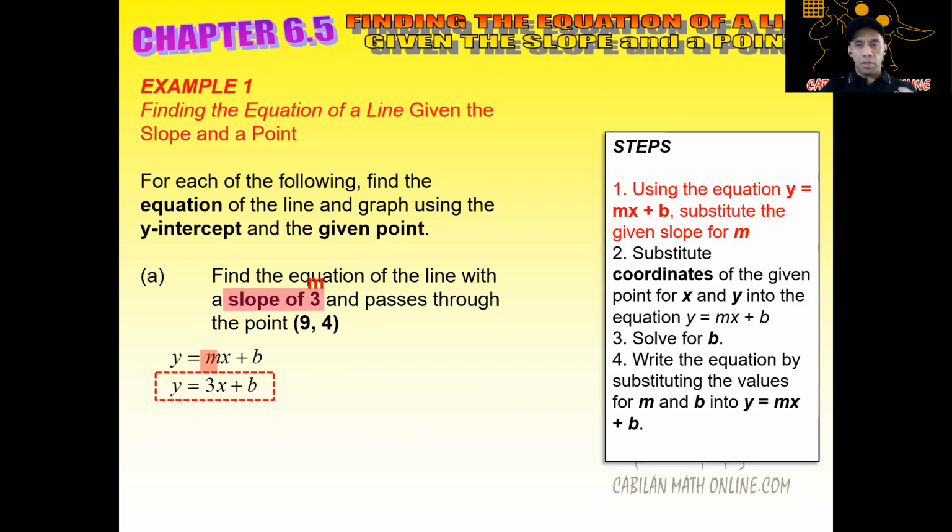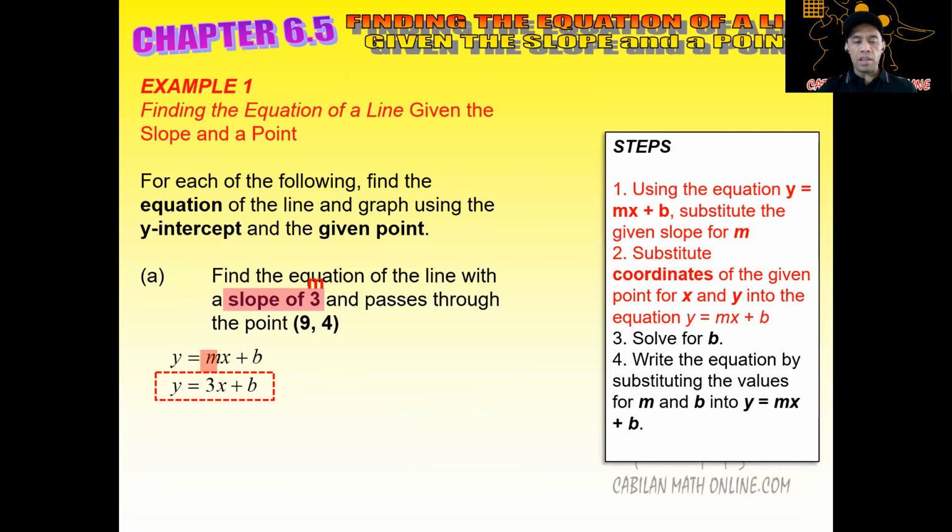As you go through this, make sure you are doing this step by step and you're not skipping any of the steps, because when you do that, that's when the mistakes start to happen. Now, we've taken care of the slope, so we don't need to worry about it anymore. We now need to take a look at the next piece of information. So step number two: we want to substitute the coordinates of the given point for x and y. Remember that anytime you're given an ordered pair, the first number is always going to be the x, and the second number is always going to be the y.